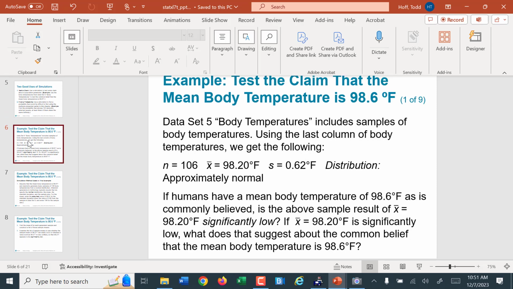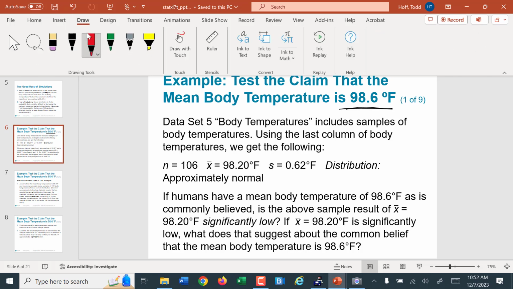So one example that gets used a lot is testing the claim that the mean body temperature of human beings is 98.6 degrees Fahrenheit. So we start out by assuming that that is true, that the mean body temperature is 98.6 degrees Fahrenheit.